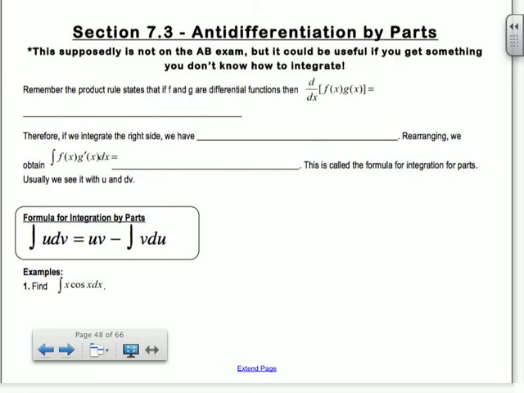All right, so if you remember the product rule for derivatives, it said that if you had f of x times g of x and you took the derivative, you'd get f of x times g prime of x plus f prime of x times g of x.